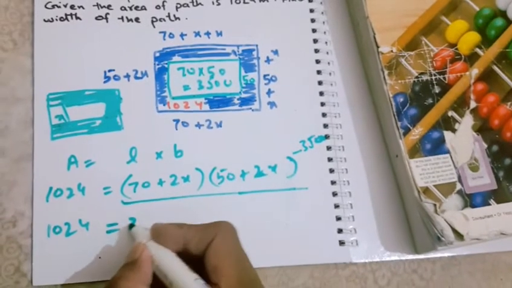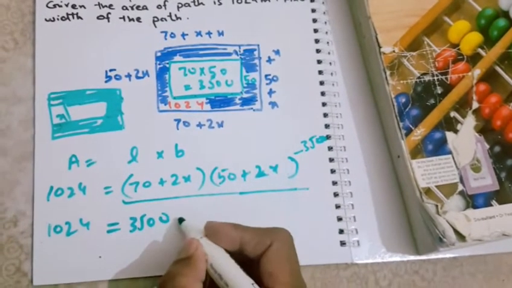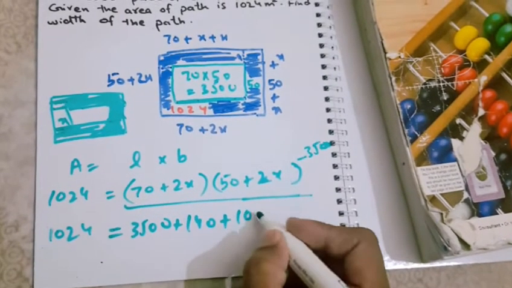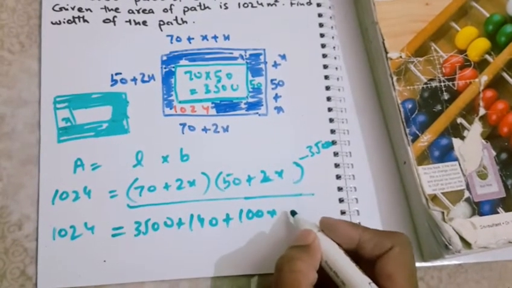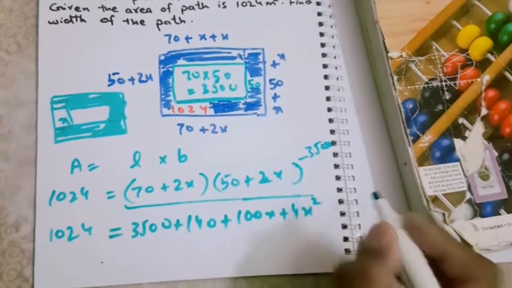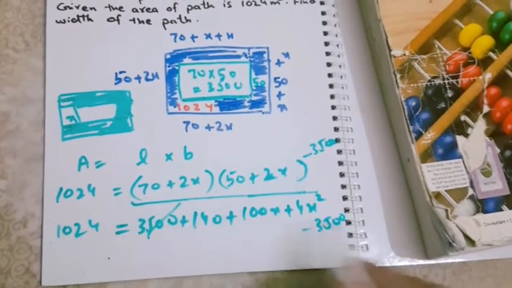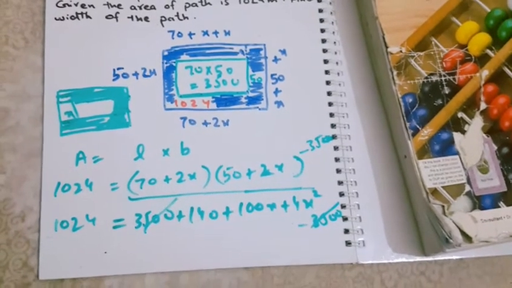70 times 50 is 3500. 70 times 2x is 140x. 2x times 50 is 100x. And 2x times 2x is 4x square. And minus 3500. This 3500 and minus 3500 cancel each other.